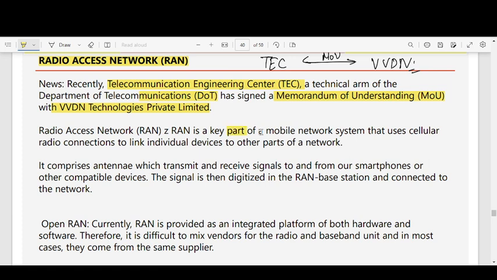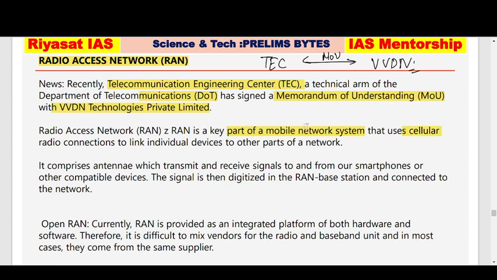See, it is a part of your mobile network system only. Clear? That is using cellular radio connections, and it is helping to link individual devices to other parts of the network. If RAN will not be there, you will not be able to connect with the other parts of the network. Clear? So basically it has an antenna that transmits and receives signals from the smartphones or other devices, and this signal is then digitized in the RAN base station and connected to the network. Clear? This is your RAN.